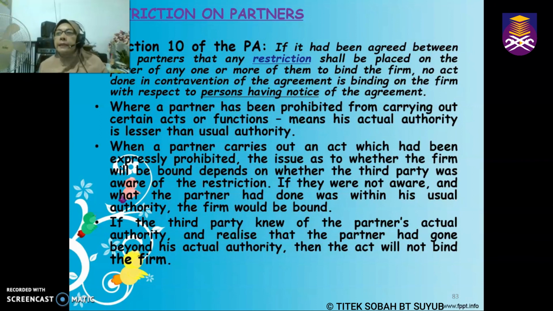You can remember the case of Garage. In that case, the partner did not have power to conduct that kind of transaction because the agreement did not allow him to do it. But why did the court hold the firm liable? Because the third party was not aware of this agreement. So if the outsiders are not aware, they do not have notice of the restriction, then of course the firm will be held liable. Meaning the outsiders can now sue the said firm.